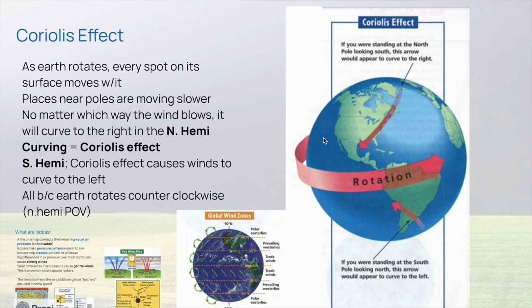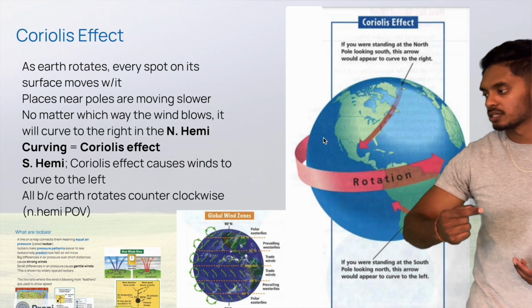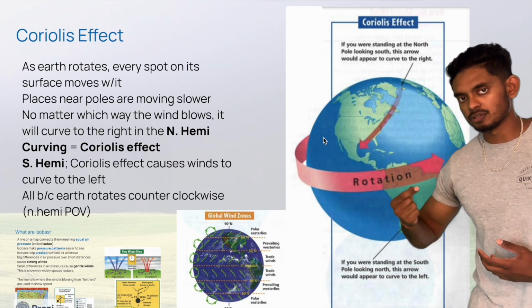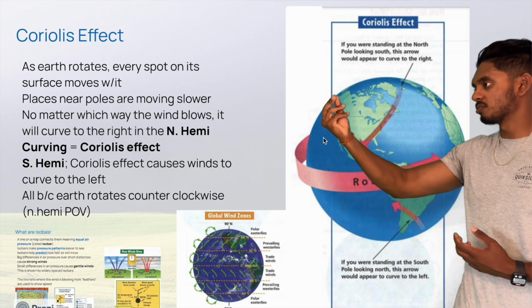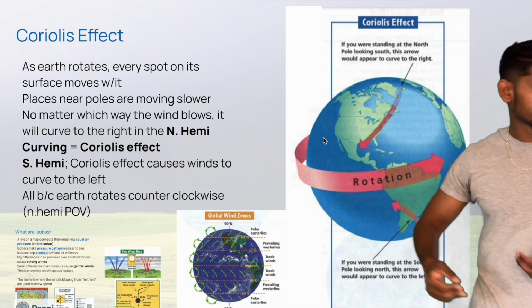Into the Coriolis effect. So the Earth rotates, every spot on its surface moves with it. So me, I'm standing on Earth, it's spinning, I'm staying with it, right? The places near the poles are moving slower than somewhere on the equator. Because the equator, you need to travel more distance, right? So you have to do it faster than on the pole. It's a smaller distance. Do it slower.